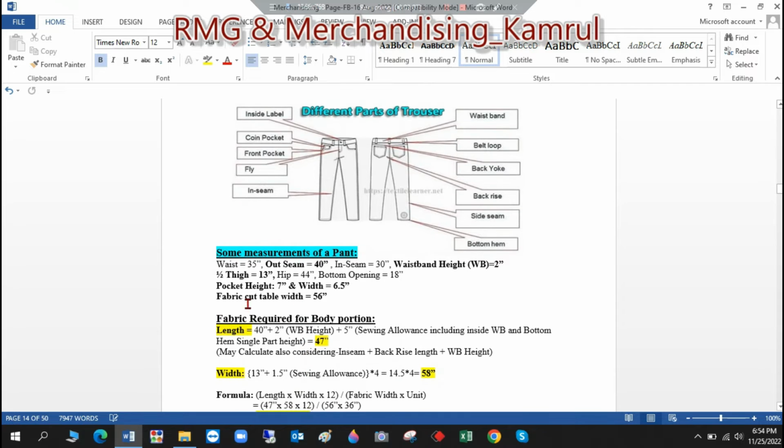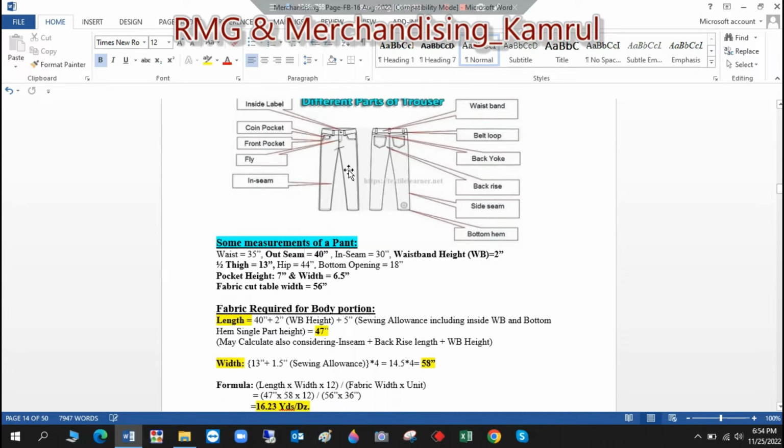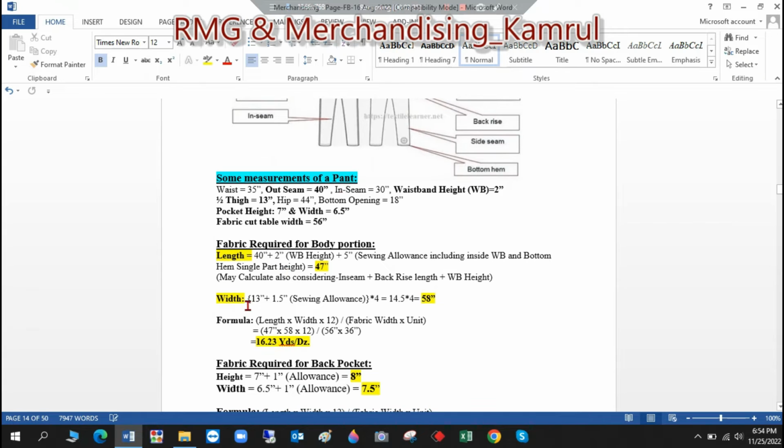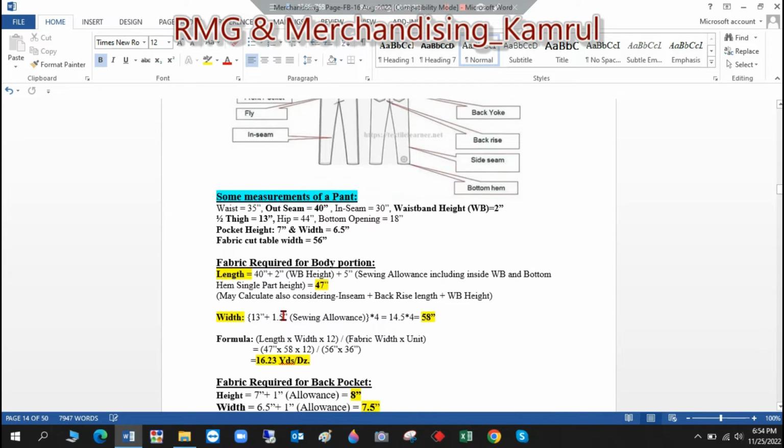Width is given here, see, half thigh 13 inch, near this point. So we have to make full for one leg, full thigh 13 multiplied by 2, so 26 inch. Then if we get one thigh, automatically we'll get another thigh after multiplying. So now here width 13 inch plus 1.5 inch sewing allowance.